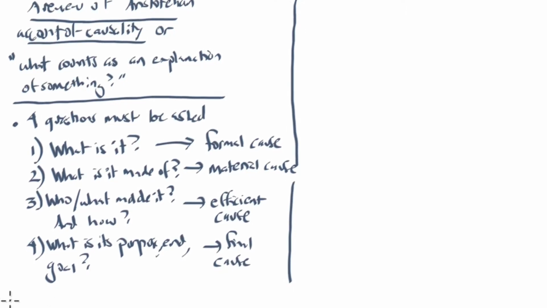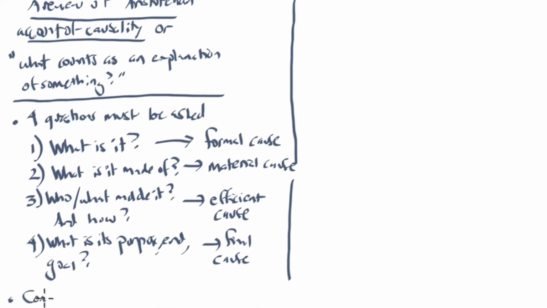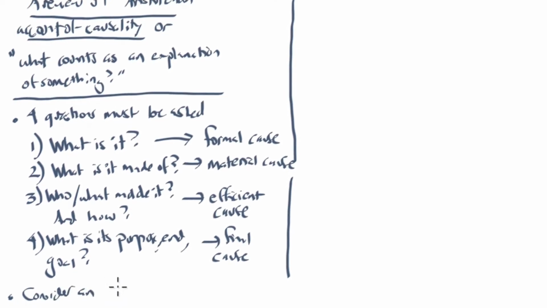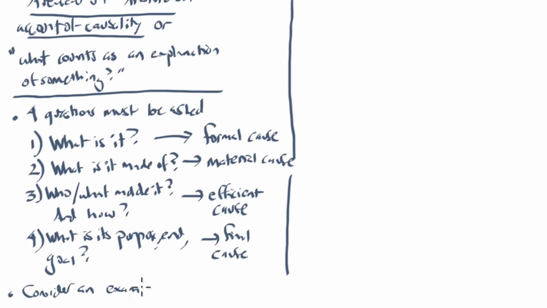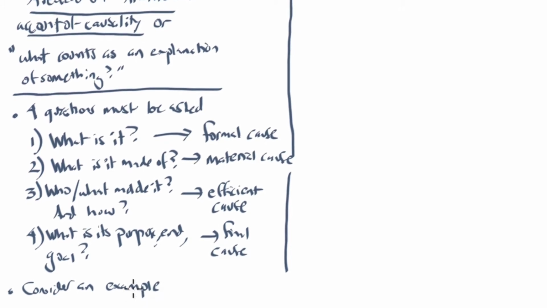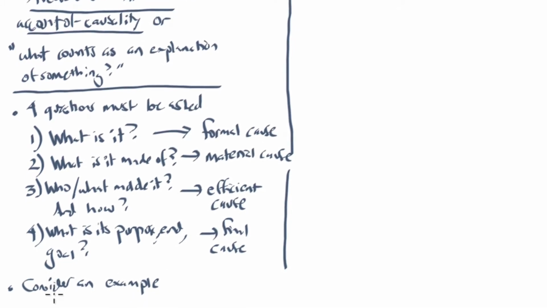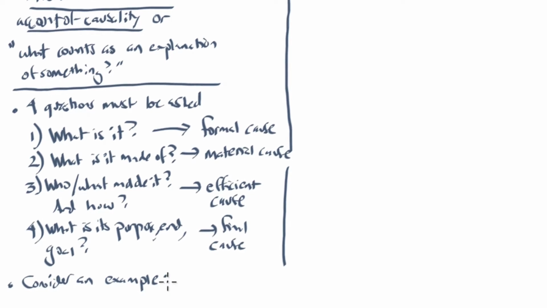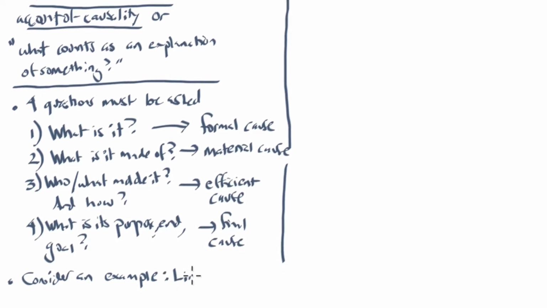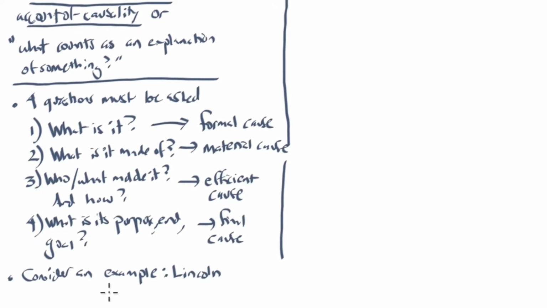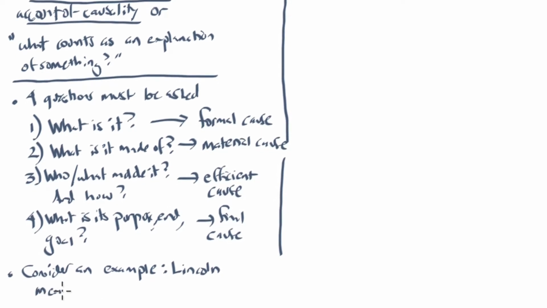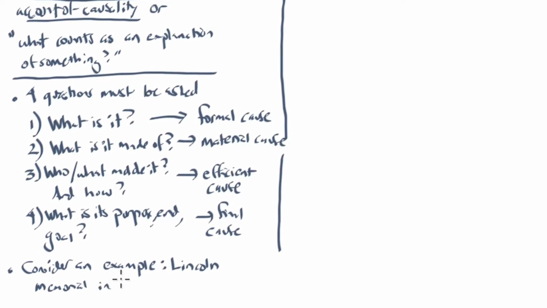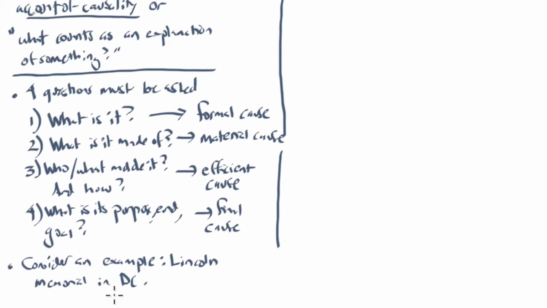So let's consider an example. This will become clear to you if you haven't seen this already. This is really common sense. That's one of the nice things about Aristotle. Once you understand what he's doing, it really makes a lot of sense. So let's consider this example: we want to understand the Lincoln Memorial in Washington, D.C. That's the thing we want to understand.